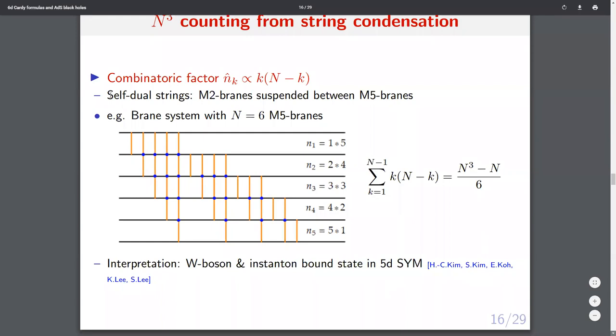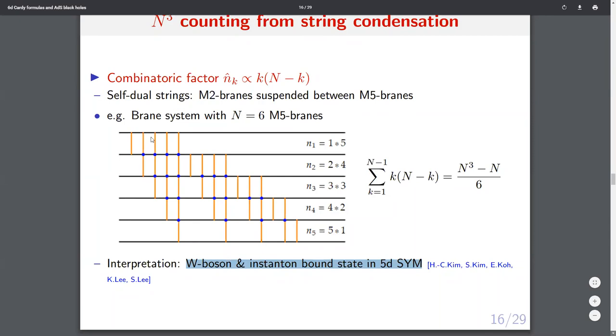As I've said, a self-dual string is an M2 brane suspended between the M5 branes. So let's consider a simple toy model with a brane system with n equals 6 M5 branes. Here I draw the 6 M5 branes as horizontal black lines, and I draw multiple M2 branes as vertical orange lines. These M2 branes become the W boson in the 5D supersymmetric theory. And if M2 branes are crossing M5 branes, there can be a non-zero Kaluza-Klein momentum, which becomes the instantons in this 5D supersymmetric theory.